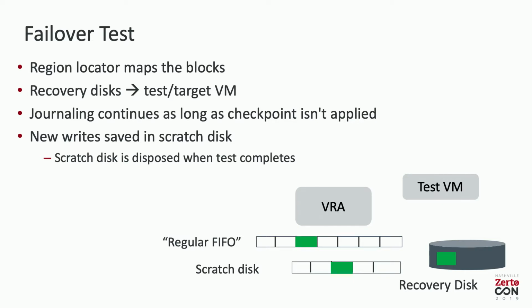So again, for my example, the test VM writes an I/O. The I/O is simply stored in the scratch disk, and the region locator is updated. So next time it reads from the same block, the VRA knows, okay, I'll get it from the scratch. Okay? So all of this time, the recovery disk has not changed a bit. It is actually still going on as part of the replication. When we stop the test, very easy. Take the recovery disk, connect it back to the VRA, throw away the scratch disk, throw away the test VM, and you're done. No impact on replication.